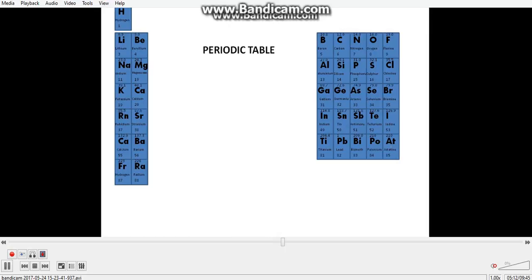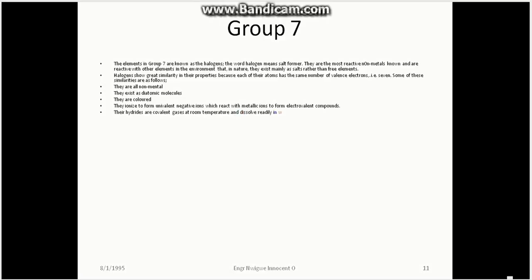Halogens show great similarities in their properties because each of their atoms has the same number of valence electrons, that is 7. Some of these similarities are as follows. They are all non-metals. They exist as diatomic molecules. They are colored. They ionise to form univalent negative ions which react with metallic ions to form electrovalent compounds. The hydrides are covalent gases at room temperature and dissolve readily in water to form acid.